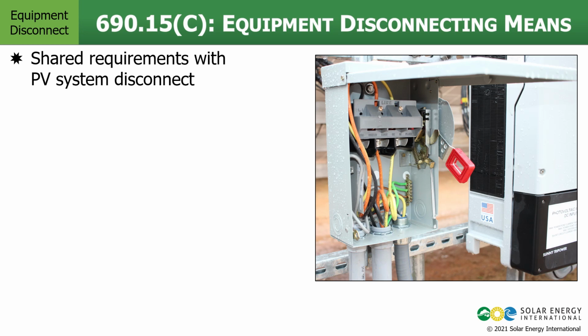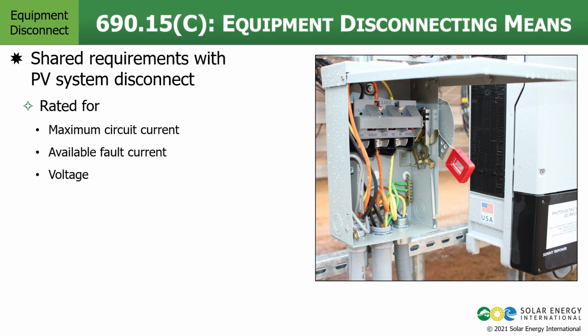These are going to be very similar, if not the same, as the requirements for the PV system disconnect, in that they need to be rated for the maximum circuit current. Obviously, the disconnecting means has to have a current rating more than your circuit current, otherwise you could damage the disconnecting means. It has to be rated for the available fault current. That's the maximum current that will come from the power source that it is connected to, be it the PV array, which would have a small available fault current, or the utility, which would have a relatively high available fault current. And it needs to be rated for the voltage of the circuit that it is installed in.